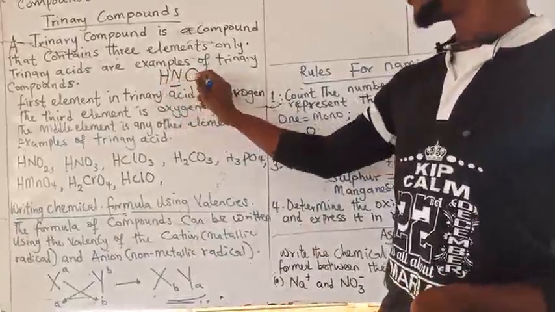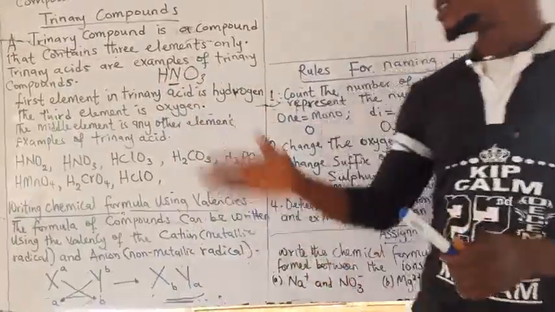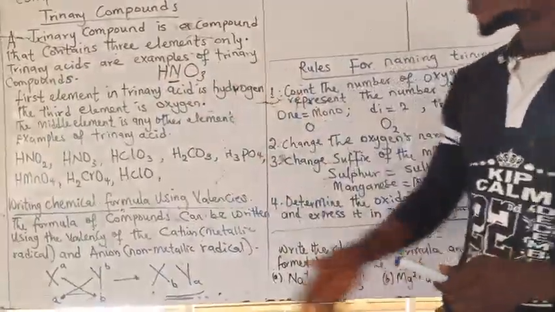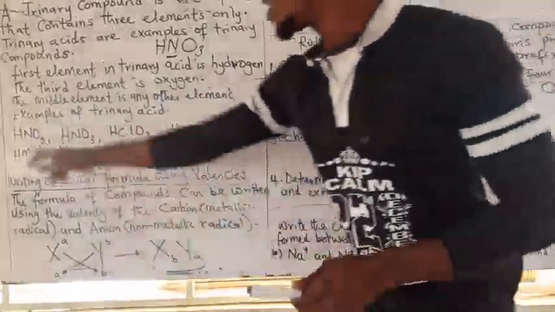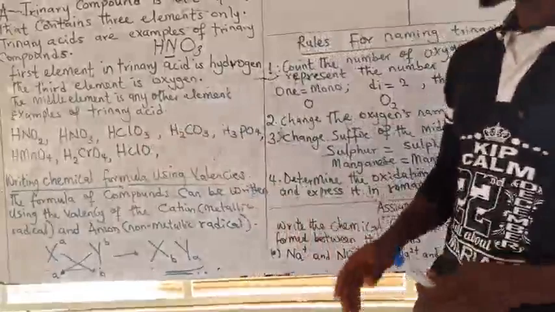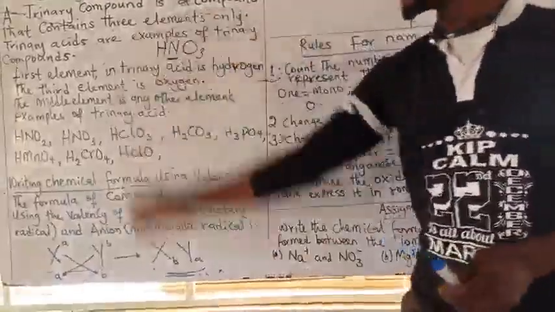If you look at it, this will give us hydrogen trioxonitrate(V). So this is an example of a trinary acid. Down here you can see some examples of trinary acids. If you look at the middle element of each, they are different, but the first is usually hydrogen, while the last is usually oxygen for all trinary acids.